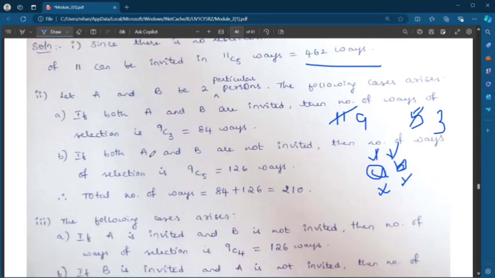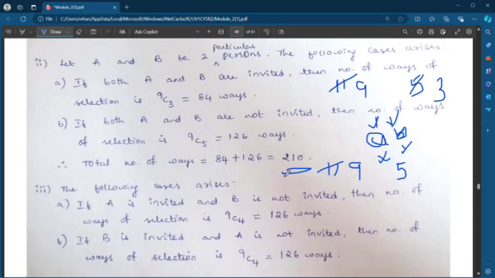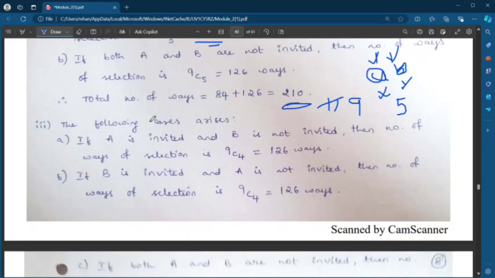Now if both are not invited. So now see, both are not invited. So among 11, I'm not inviting those two persons. So 9 persons are remaining, but still 5 persons should be invited. So among 9, 5 out of 9. I'll add these, so it can be either this or this.